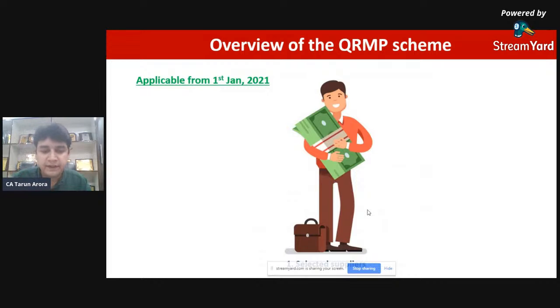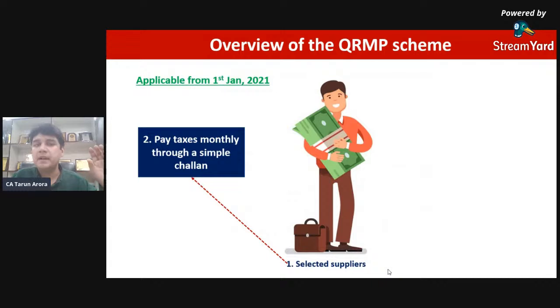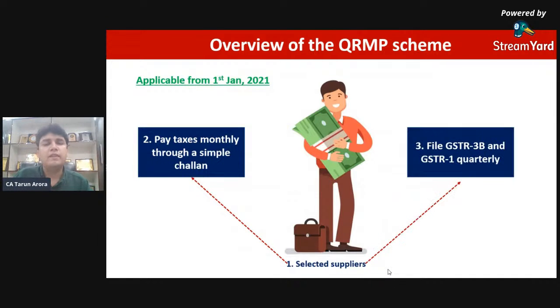So there will be a specific category of suppliers who have been allowed to come under the QRMP scheme. We will understand who are those suppliers. Those suppliers will have to file a monthly tax payment. They will have to pay the taxes that are payable by them through a simple challan. नॉर्मल एक जीएसटी का चलान पे करना है, कोई आउटपुट की डिटेल नहीं देनी, कोई इनपुट की डिटेल नहीं देनी. You just have to submit the amount into the government kitty through a GST challan, and that will be the closure of the compliance. Plus, you will have to file your quarterly returns, and returns both GSTR 3B and GSTR 1 will be filed quarterly.